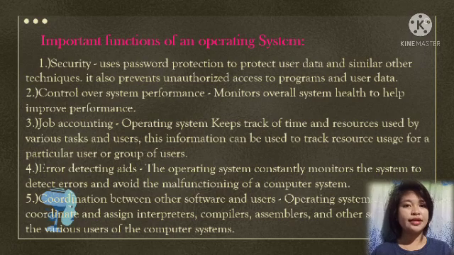The third one is job accounting. The operating system keeps track of time and resources used by various tasks and users. This information can be used to track resource usage for a particular user or group of users.